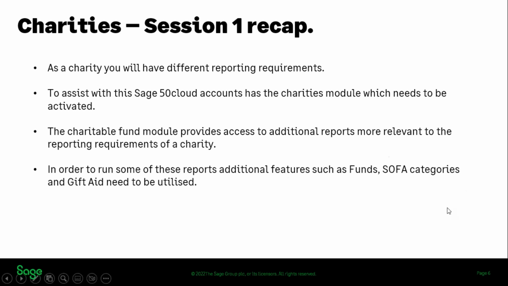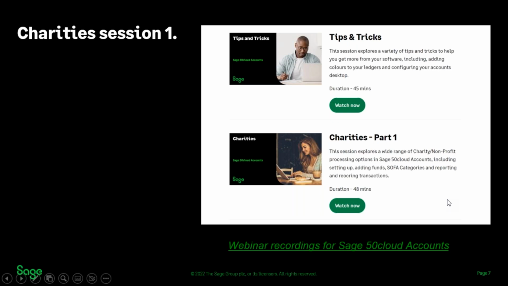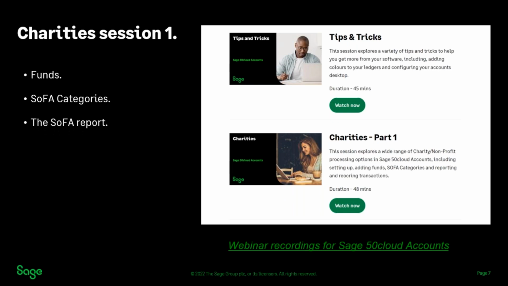I mentioned SOFA categories and funds. They were covered in part one. If you want to catch up on part one, there is going to be a link in your follow-up email today, and you can see a little screenshot of what it looks like on that link, where you can find charities part one. You can watch it in your own time. In there we cover the funds, the SOFA categories, and how both contribute to the SOFA report. If you do have any questions, please fire them across and we'll try and answer those for you.